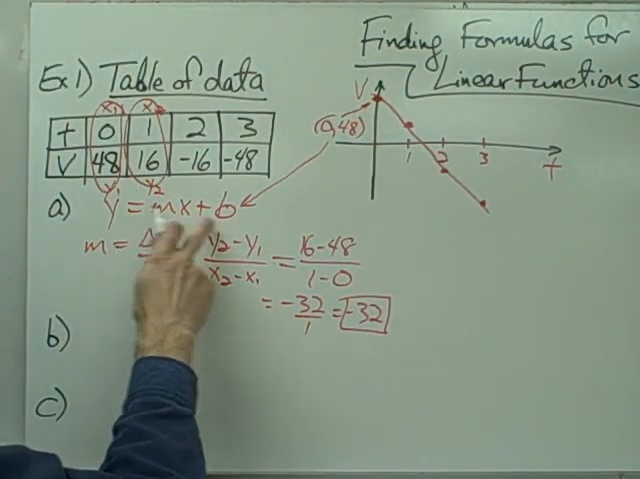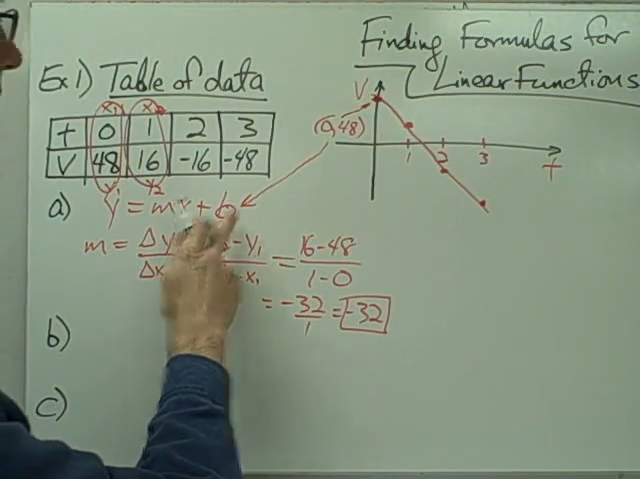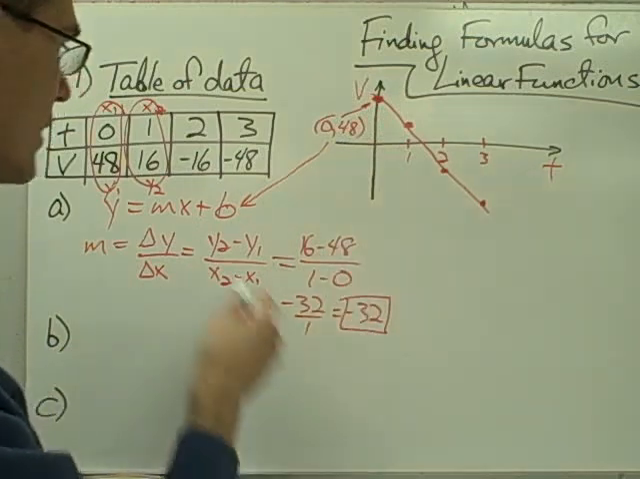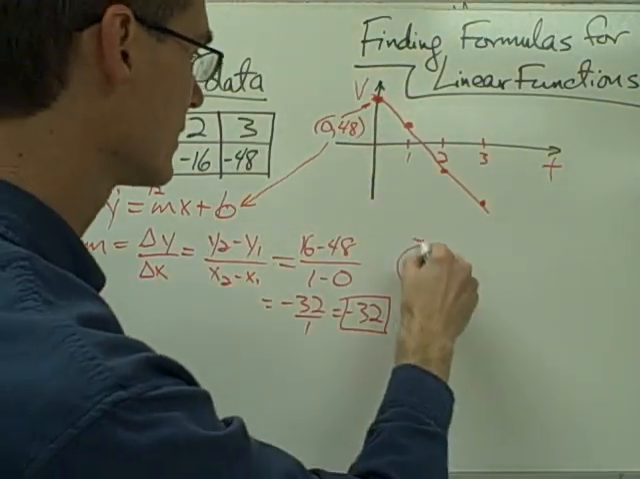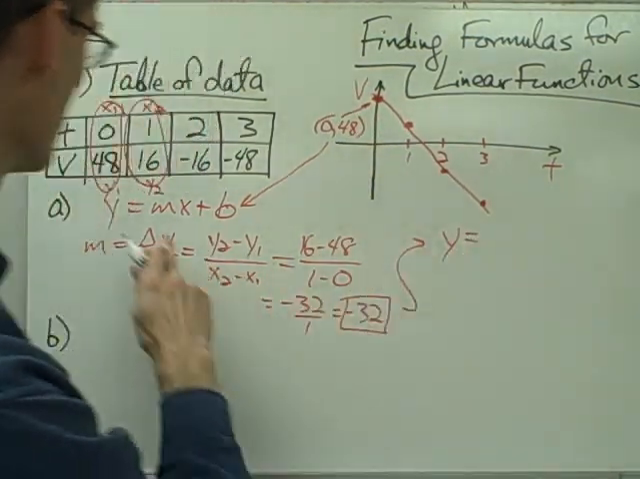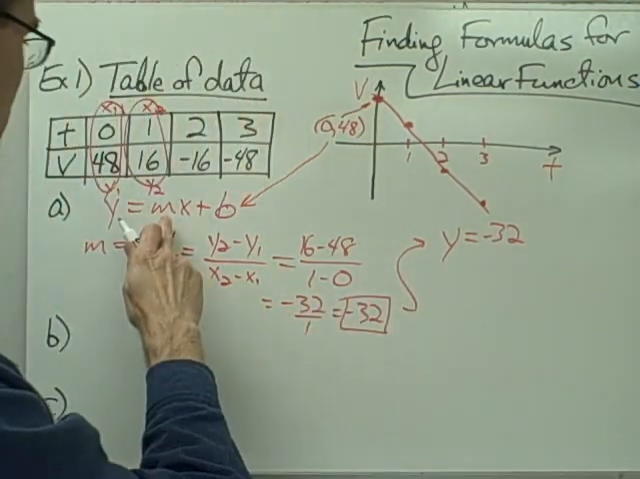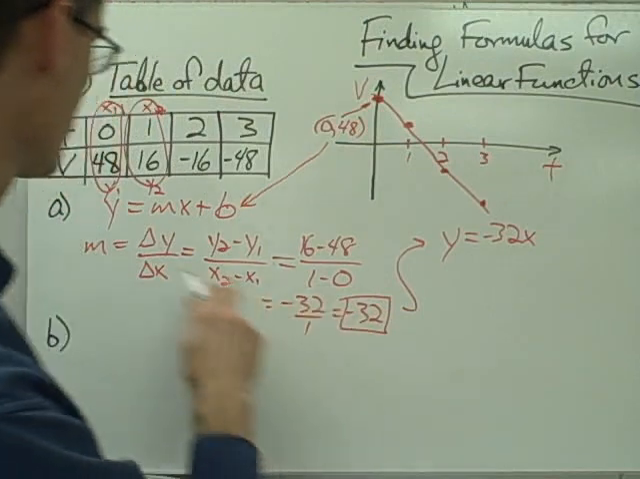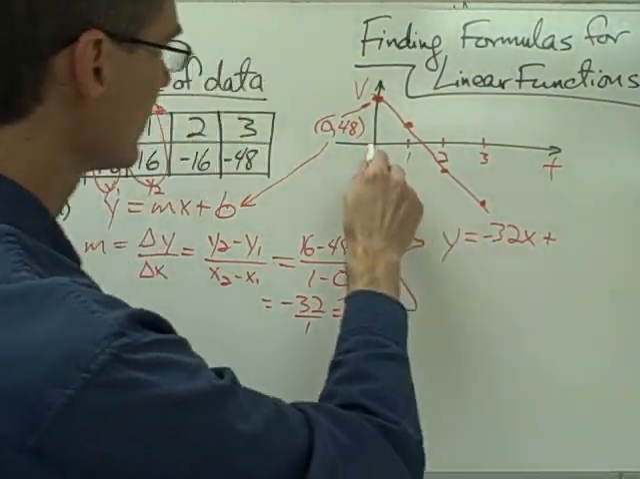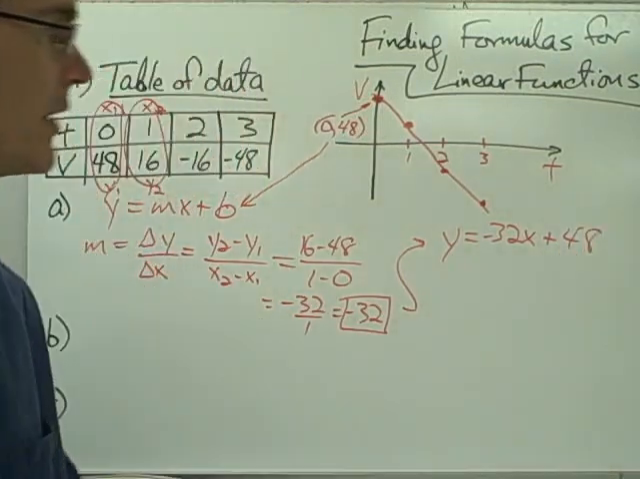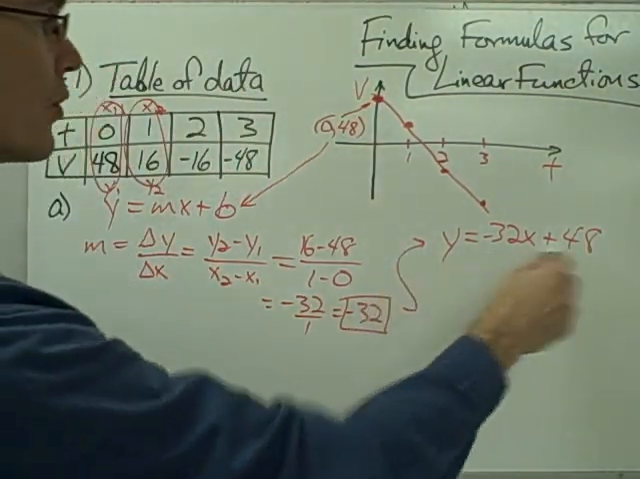Well, I have my slope, I have my vertical intercept. My vertical intercept is this value 48. Well, I can just plug those values in and I'll have my equation. y equals, m is negative 32, y equals negative 32x plus my vertical intercept, that value is 48, and there is my equation for this function.